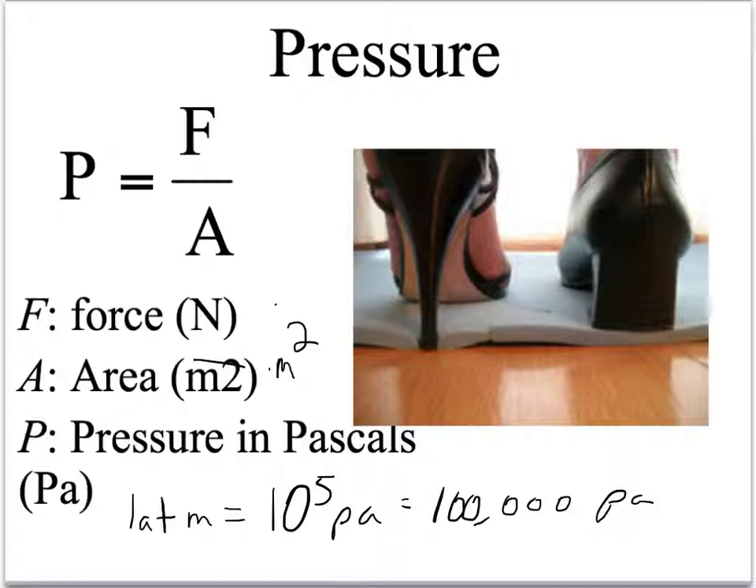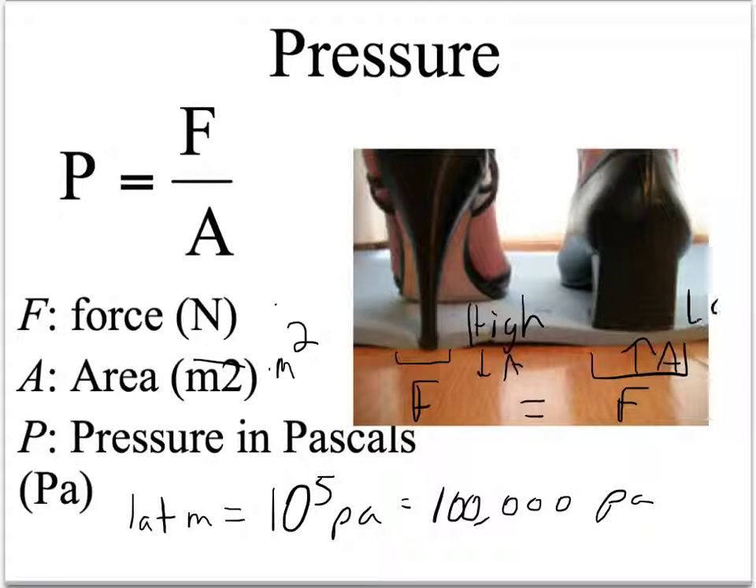So notice on these high heels, both get the same force, so F equals F. But one has a small area, and one has a big area. So this one gets the high pressure, because it's F over small area, and this one gets the low pressure because it's F over a big area. So think of pressure as how much force gets spread out over an area.